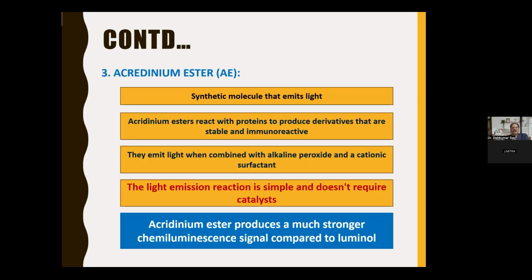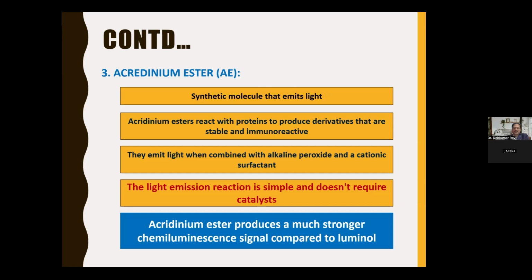The third one is acridinium ester, abbreviated AE. It's a synthetic molecule that emits light, which is most commonly being used nowadays. This acridinium ester reacts with the proteins to produce derivatives that are stable and immunoreactive. And they emit light when combined with alkaline peroxide and a cationic surfactant. So the light emission reaction is simple and doesn't require catalysis.